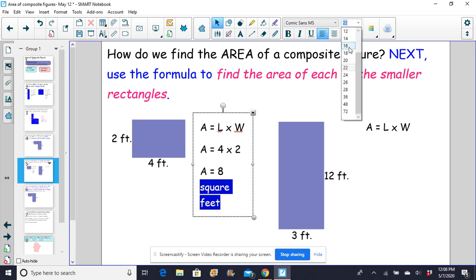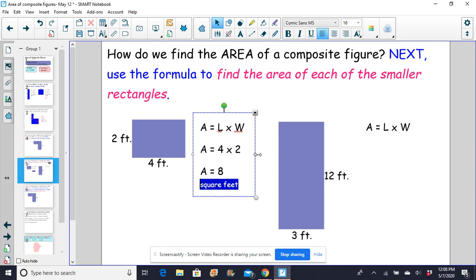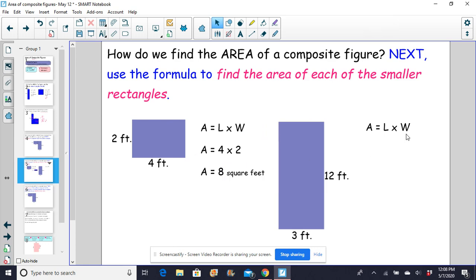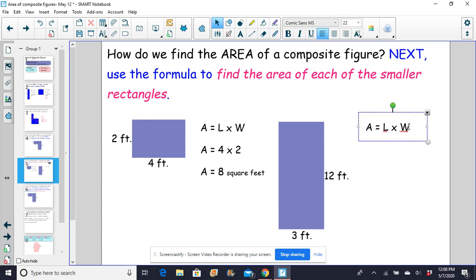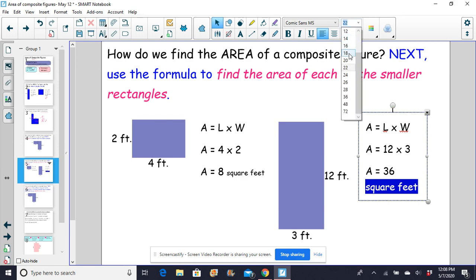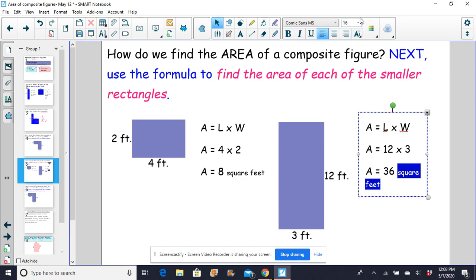And then let's go to the larger rectangle that is over here. Let me just get that. There we go. My larger rectangle has a length of 12 feet multiplied by a width of 3 feet. So 12 multiplied by 3, 12 3 times, is going to give you, I hope you said 36. It's going to give you 36, and our units again are going to be square feet or feet squared. Okay, so now we found the area of both of these rectangles.